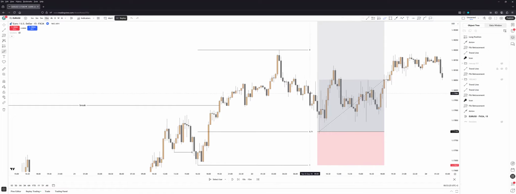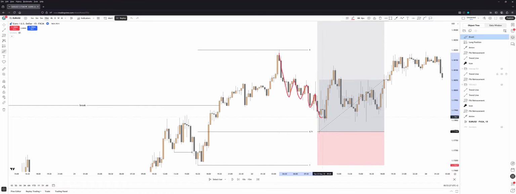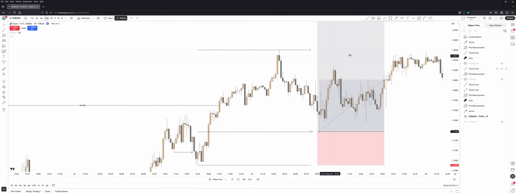So what price did is that it mitigated the 71 level right there. Obviously, it shifted the structure back to bearish on this very bearish movement. But after mitigation and sweep, it shifted the market structure back to bullish on this movement.